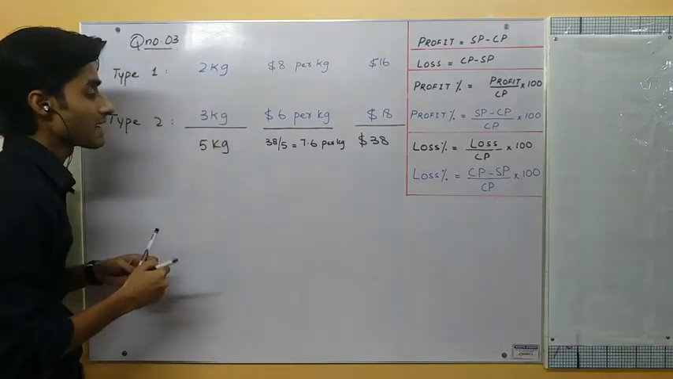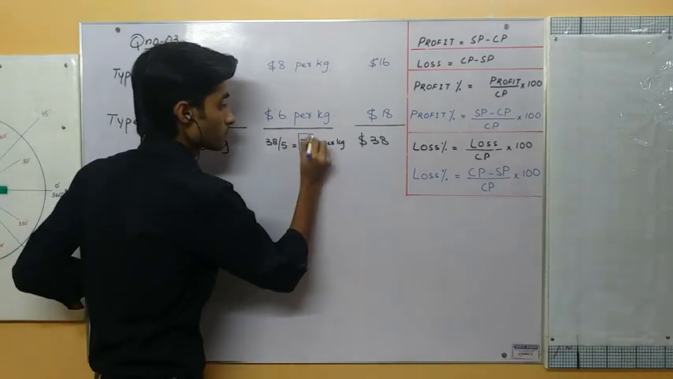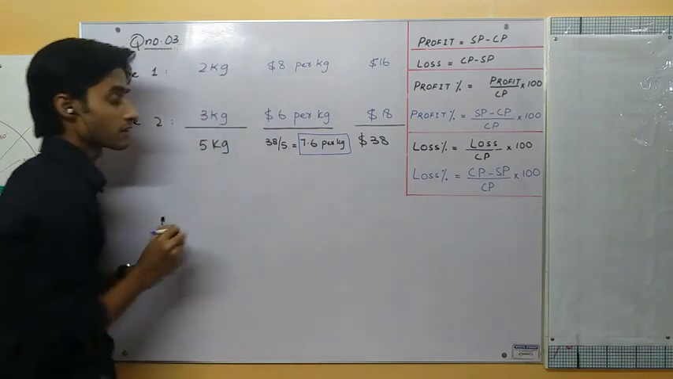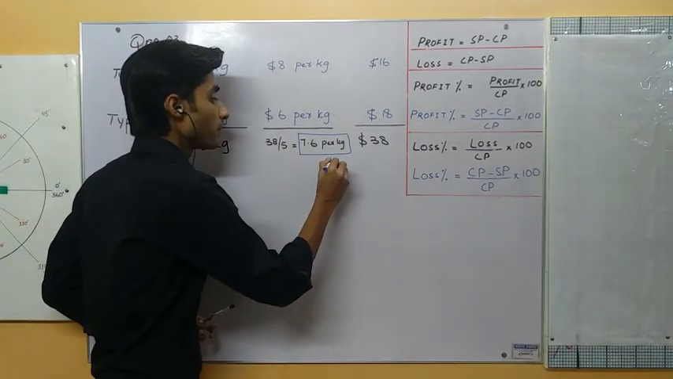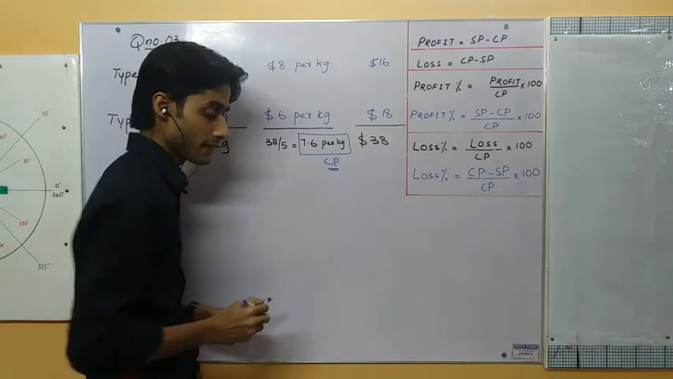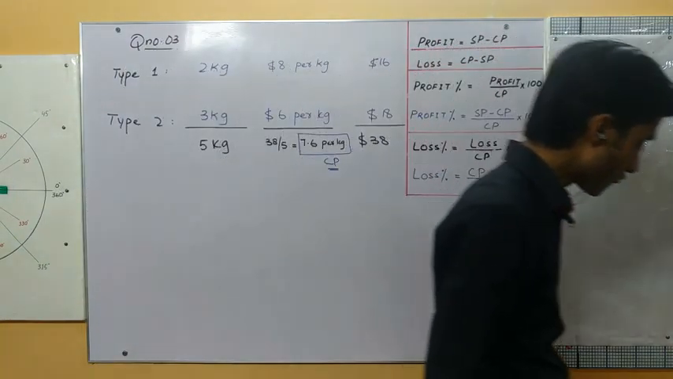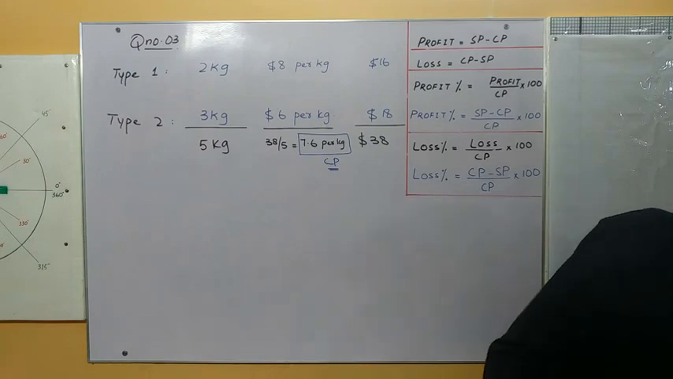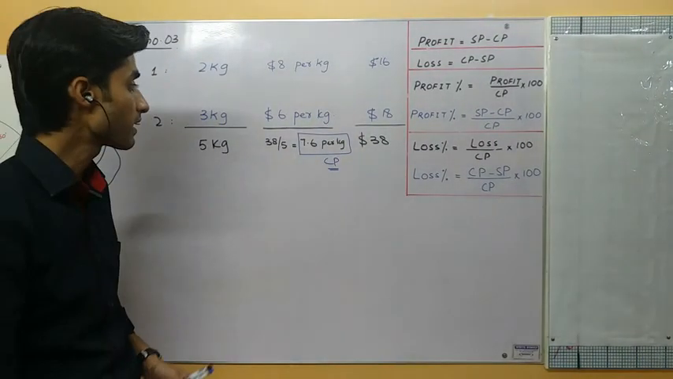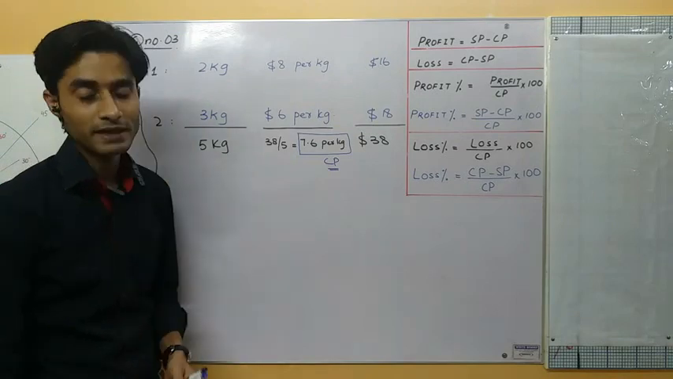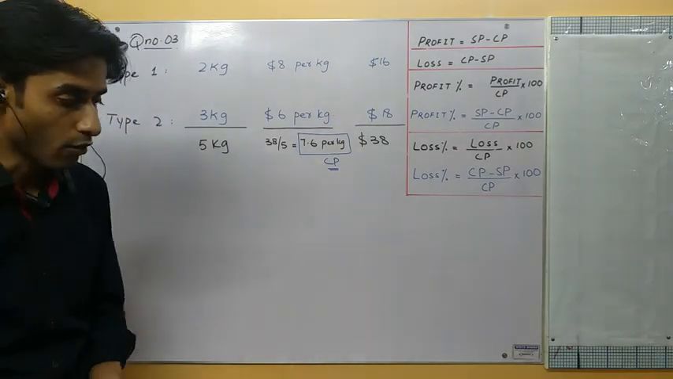So this is the amount which I can consider as the cost price of the butter that he now has. The 5 kg of butter that he now has available actually costs him $6.8 per kg. I hope this much is clear up till now.